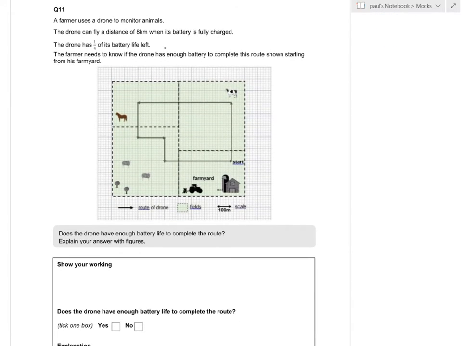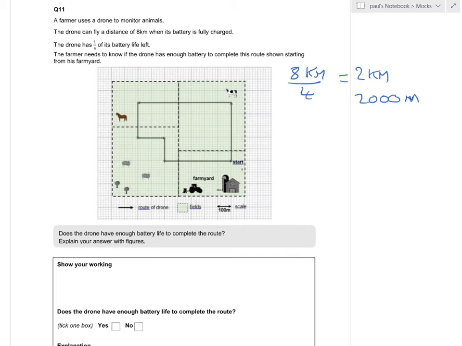A farmer uses a drone to monitor the animals. The drone can fly 8 kilometers when the battery is full. The drone has a quarter of its battery life. So let's do that before we start. It can do 8 kilometers when it's full, but it's only got a quarter of its life. So it can only fly 2 kilometers, which is the same as 2,000 meters.